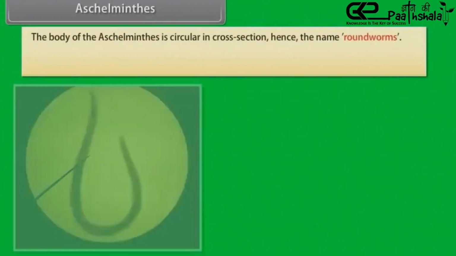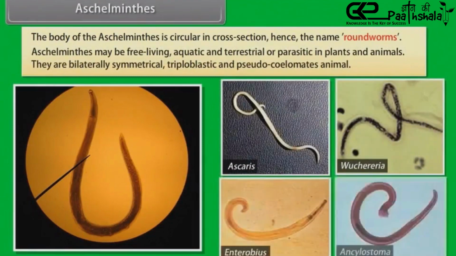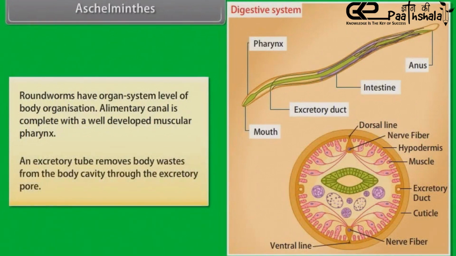Aschelminthes. The body of the aschelminthes is circular in cross-section, hence the name roundworms. Aschelminthes may be free-living, aquatic and terrestrial or parasitic in plants and animals. Aschelminthes are bilaterally symmetrical, triploblastic and pseudocoelomate animals. Roundworms have organ system level of body organization. Alimentary canal is complete with a well-developed muscular pharynx.